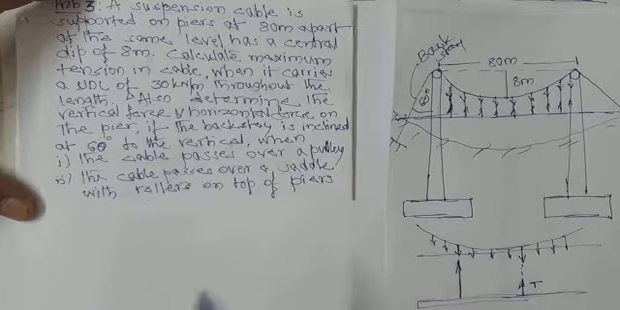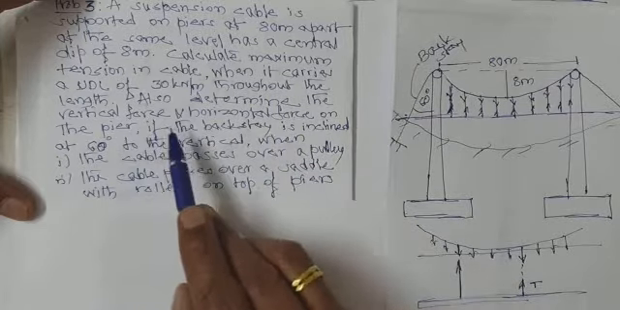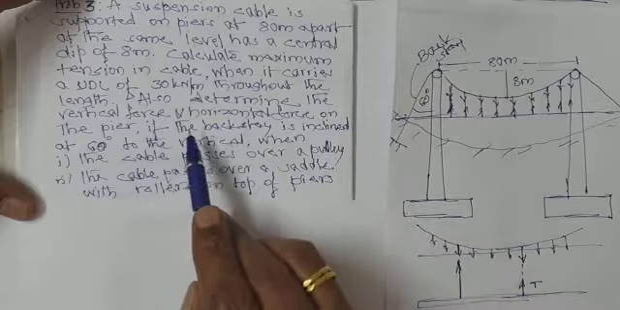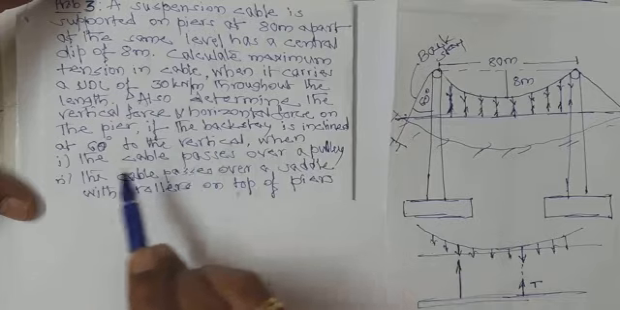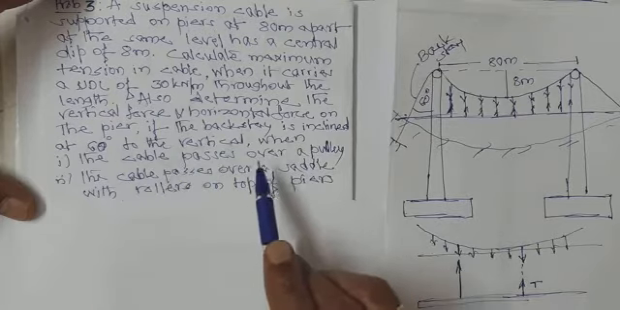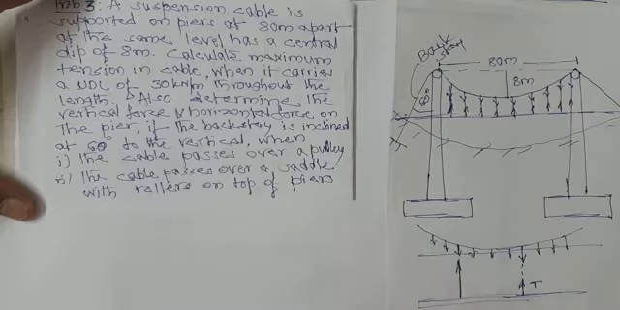Calculate the maximum tension in the cable when it carries a UDL of 30 kN per meter throughout the length. Also determine the vertical force and horizontal force on the pier if the backstay is inclined at 60 degrees to the vertical. When the cable passes over the pulley, the cable passes over a saddle.